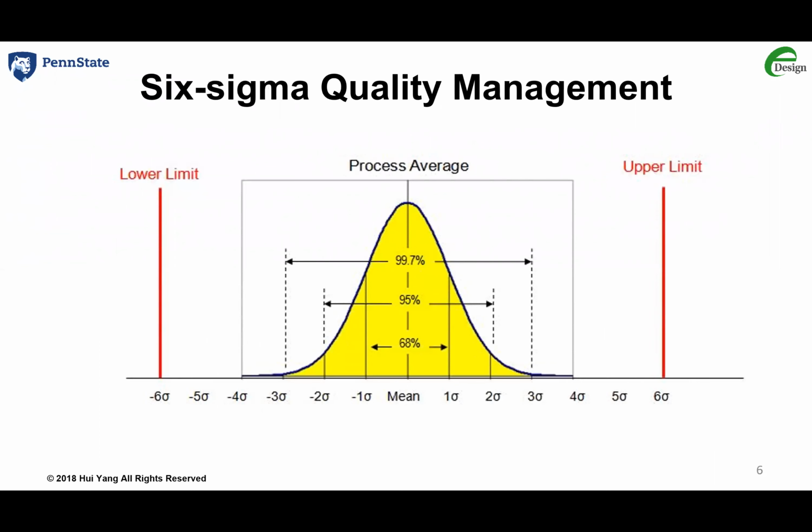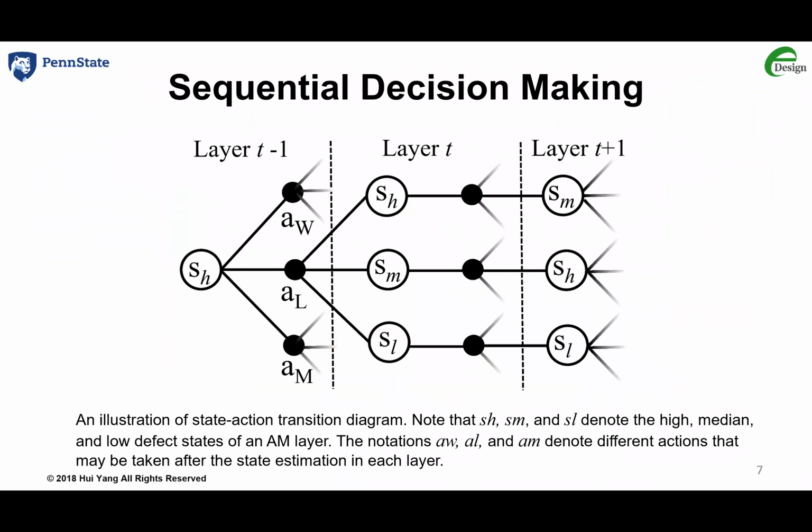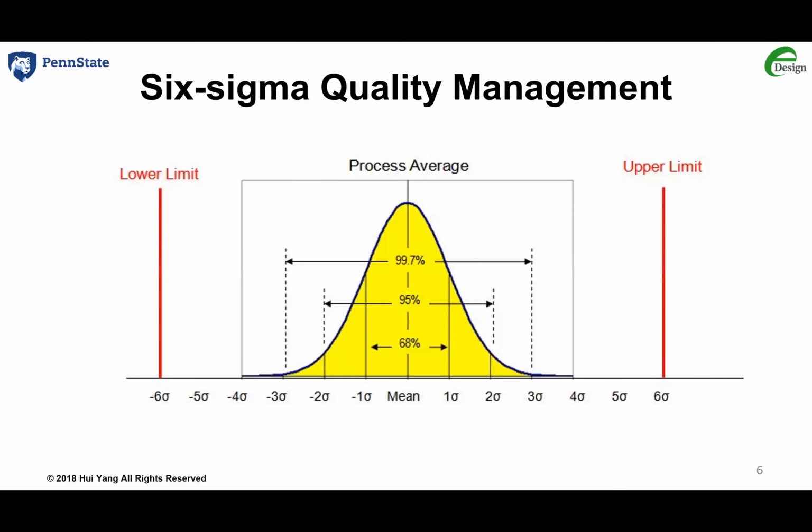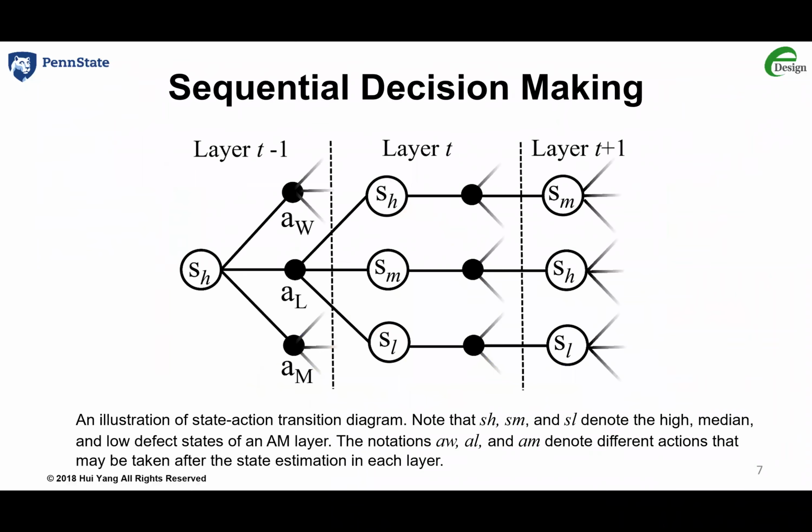But how can we push forward Six Sigma quality management for AM? And this is what we have been studying in the past few years. However, in AM, every layer is not independent as we assumed in the previous simple case study. In this simple example we assume each layer is independent, but they are actually dependent. So that's why we propose sequential decision making. That means layer t-1 is going to impact the next layer and all subsequent layers.